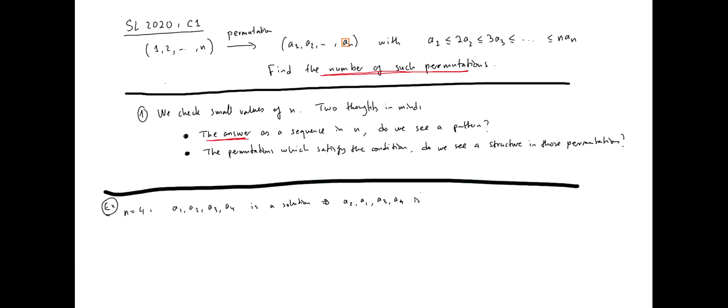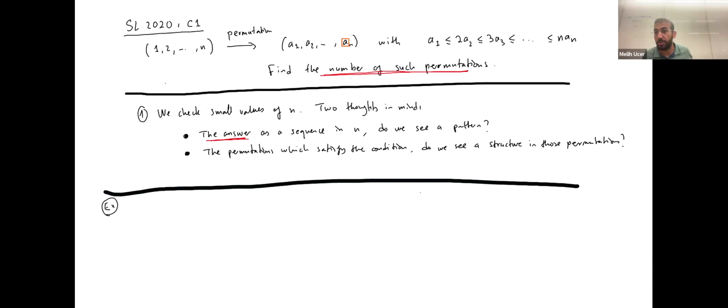Actually, my observation was: if you consider the permutation 1 up to n, 1, 2, 3 up to n, and we swap any two consecutive numbers, the resulting permutation will also be a solution. Okay, this is one good observation. If you just say it like this, then this is correct. Take 1 to n and swap any two consecutive numbers, then this satisfies. So this produces a number of examples for you.